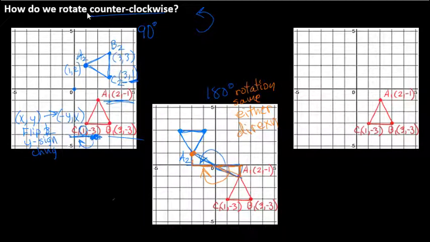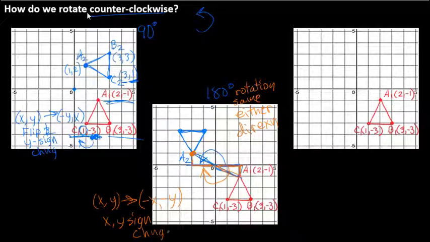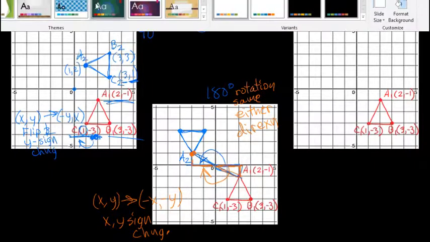Okay, so we have the same rule. We're going from x comma y to -x, -y. All we have is an xy sign change. And it doesn't matter which direction we're going in.